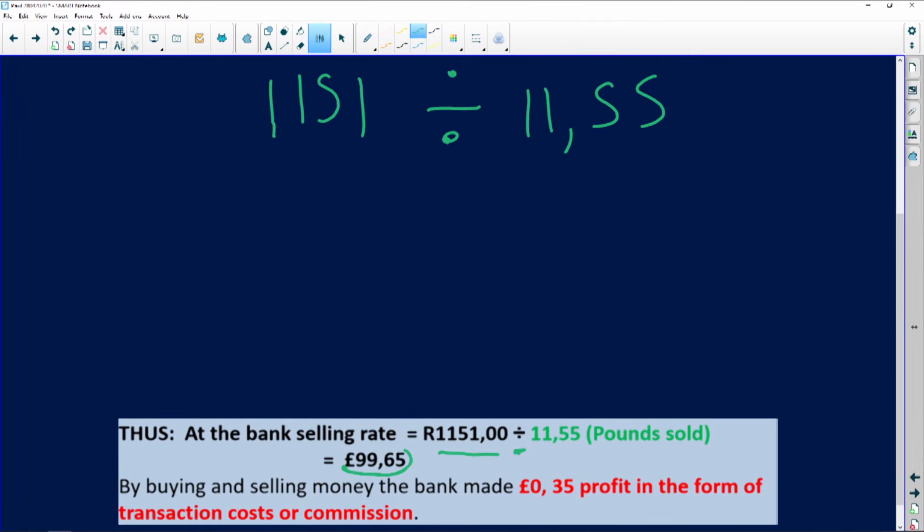99.65 pounds. Now here's the question. The tourist initially had 100 pounds. Suddenly now, after exchanging, the tourist has 99.65 pounds. So what is the missing part here? It is that 0.35. That 0.35 is the profit.